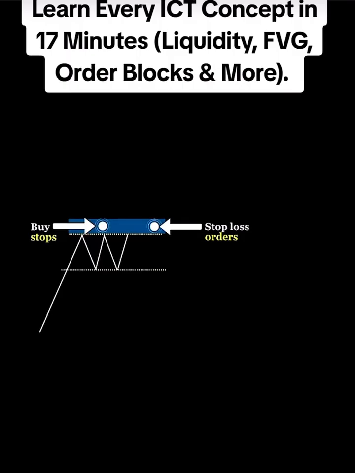Smart money knows this, so they push price just above these highs to trigger those stop losses, fill their own sell positions using that spike in demand and reverse the market. This is what's called a buy-side liquidity grab.